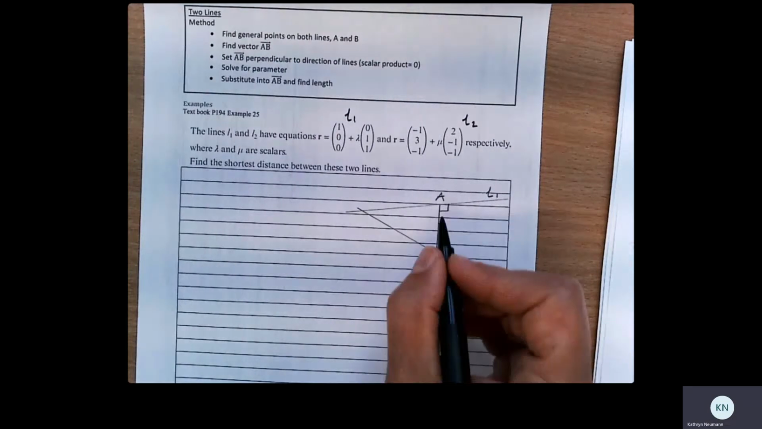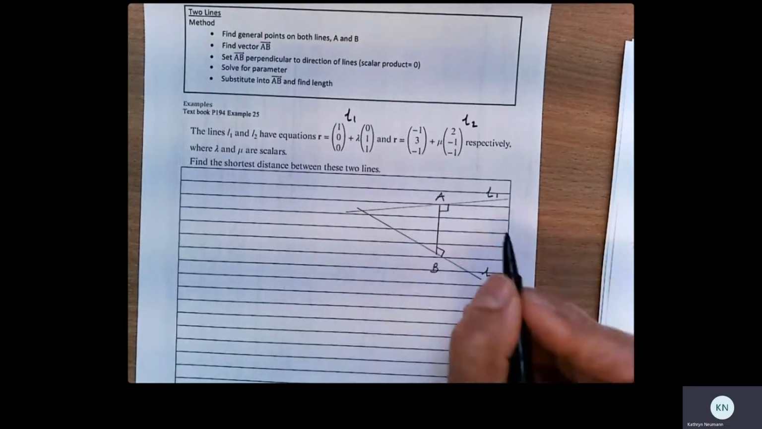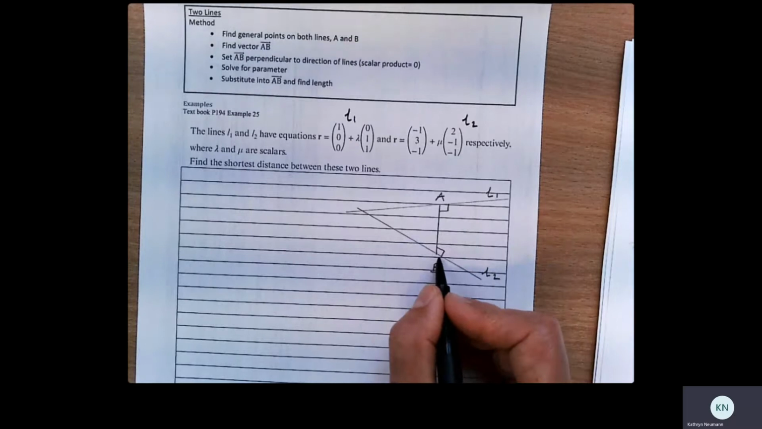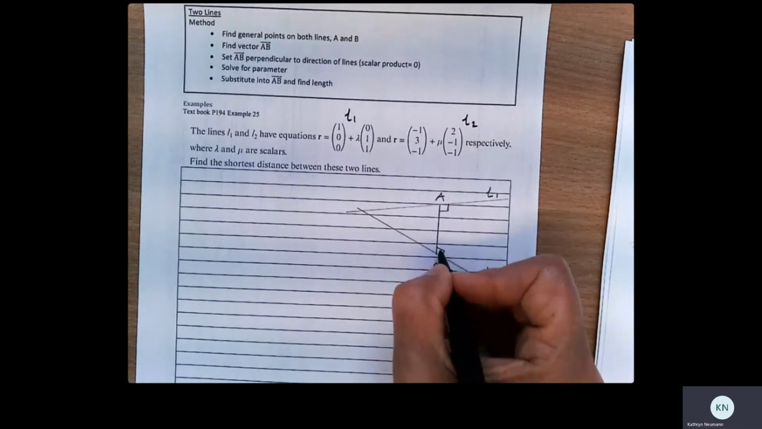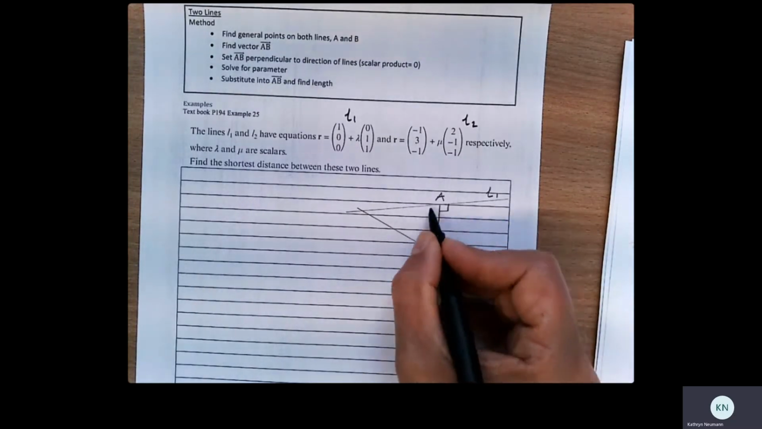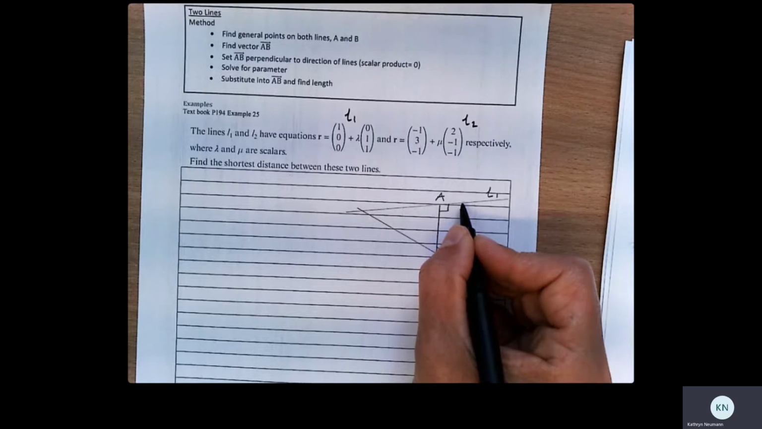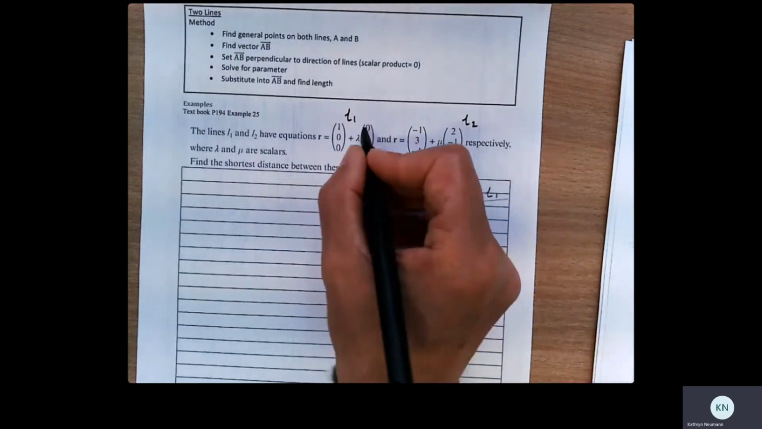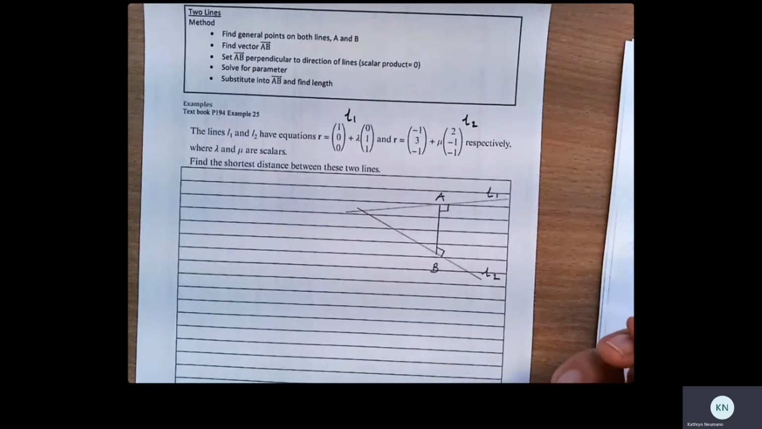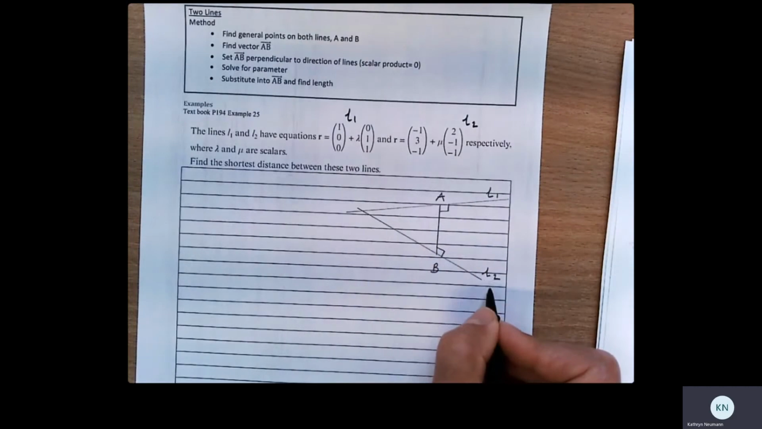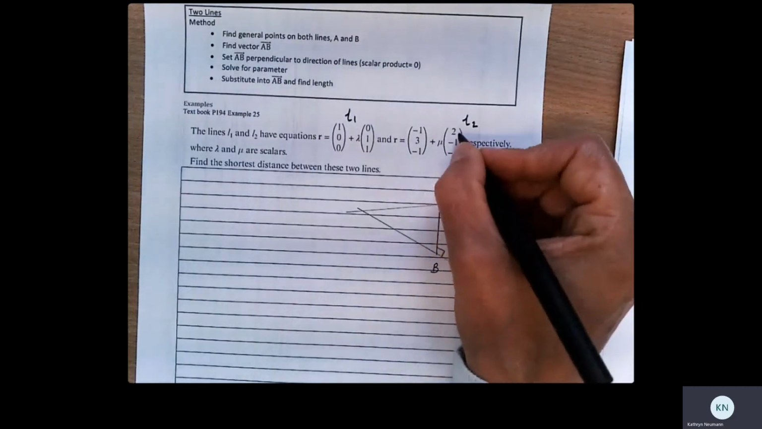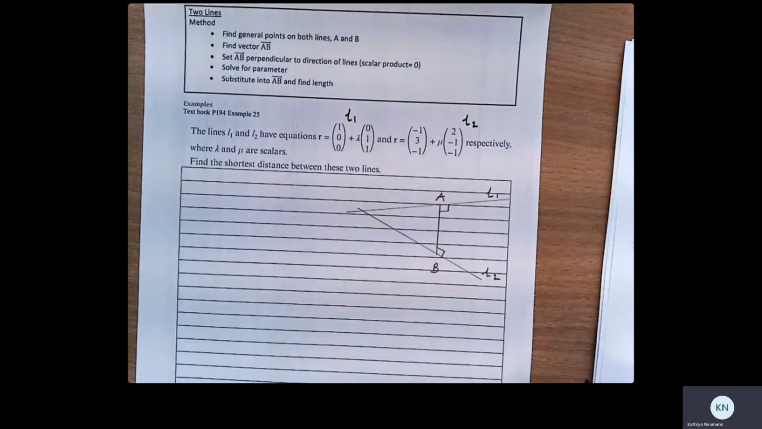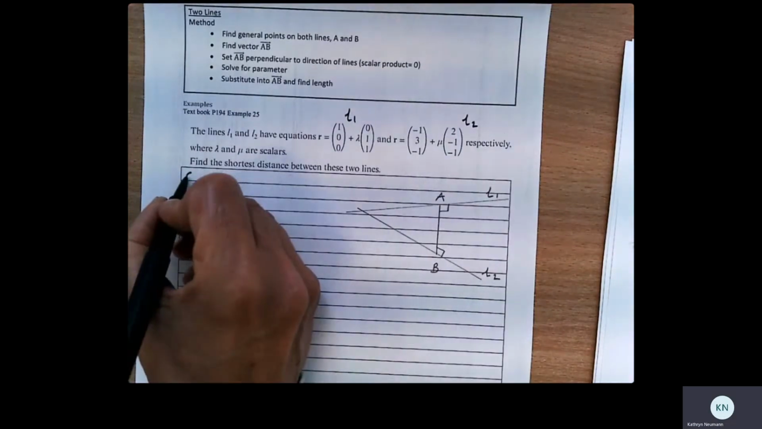What I need to do is find a general point on line 1, a general point on line 2, and then use the fact that this vector AB is perpendicular to line 1. So when we do the dot product with 0, 1, 1, it will be equal to 0. It's also perpendicular to line 2. So when we do the dot product with 2, -1, -1, it will be equal to 0. And then we solve it and find the value of lambda or mu. So let's see how that works in this question.